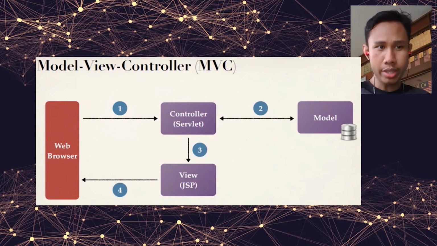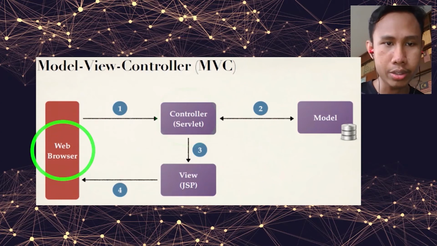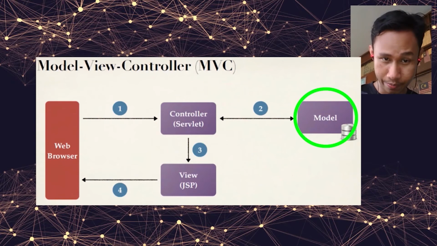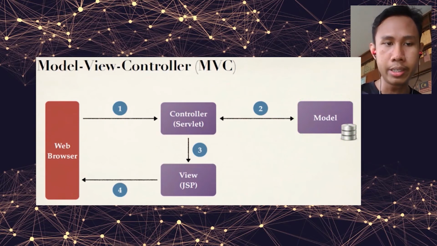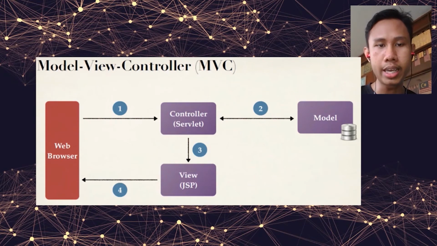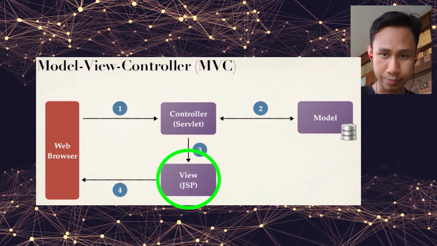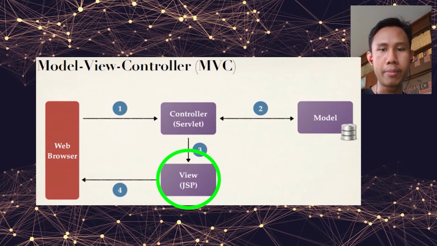Once we access the web browser, it will call the controller, which is a servlet. The servlet will process the HTTP request and invoke the model data, where the backend is the MySQL database. The function of the MySQL database is to store data. So the controller invokes the model data, and the model data will be sent to the JSP, and the JSP will be rendered by the web browser to show the design and the interface of the web application.